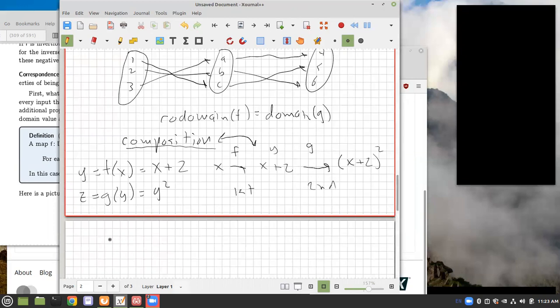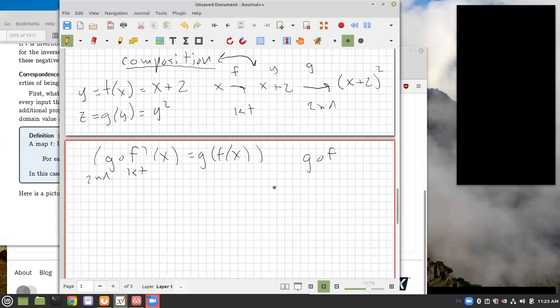So the name of this is G circle F, or G composed with F. So this is first and this is second. Well, the formula that defines this is G of F of X. Because you start with x, you go to x plus 2, then g, you take the square of that. So the idea is, in this diagram, f was on the left and g was on the right, but that's the opposite order in the name of g circle f.